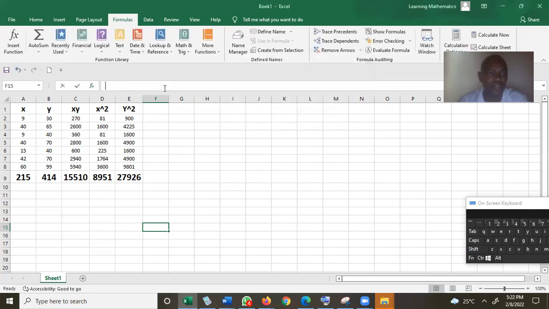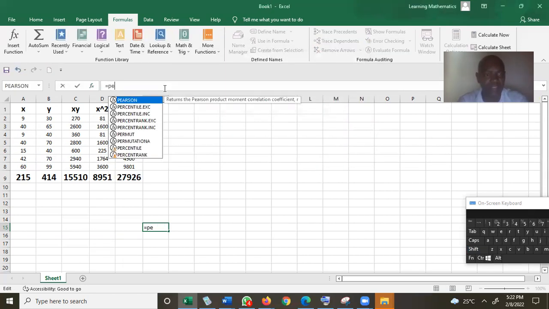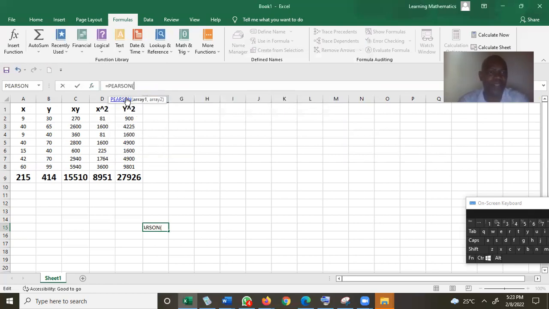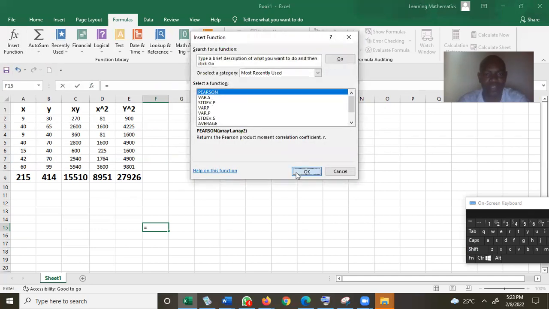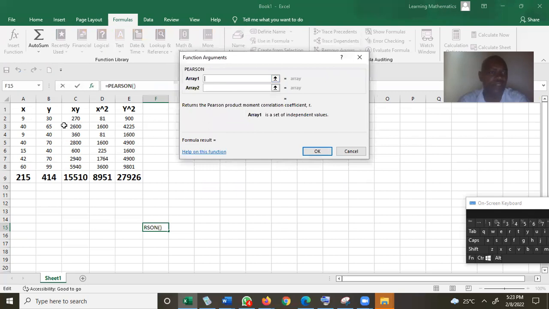Cancel. You can type equal Pearson. You can write his name, equal Pearson. Double click, and here it is. So you can go to formulas, insert function, or you can type equal Pearson and just highlight and then close the bracket. That is array 1, because we are measuring the correlation with X and Y. It's two sets of numbers. Array 1 is from A2 to A8.